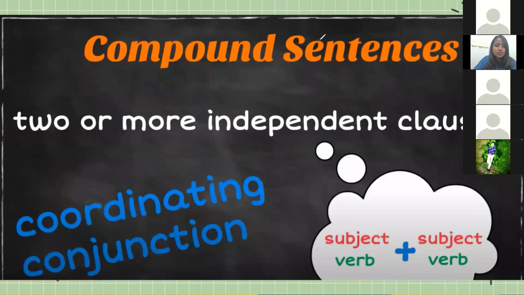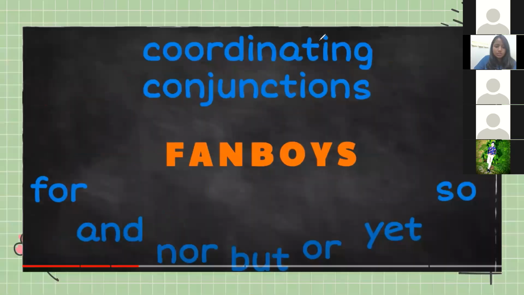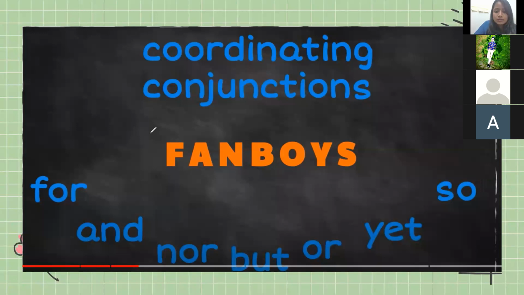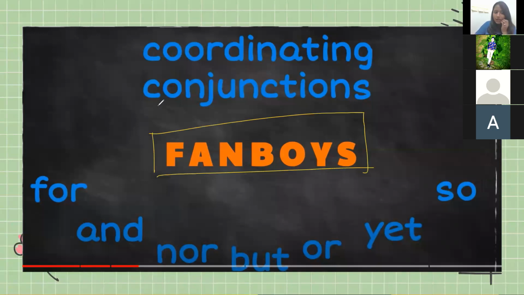I'm going to the next page. How will you know what these conjunctions are? There's a very simple word that you will remember, which is FANBOYS. For, and, nor, but, or, yet, so.